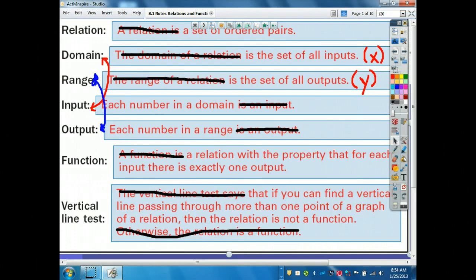Okay. Today we're going to be starting brand new chapter 8.1, relations and functions. We're going to be going over domain and range, inputs, outputs, figuring out what the function might be, seeing if the set of data or the relation is actually a function or not, if it works or not.